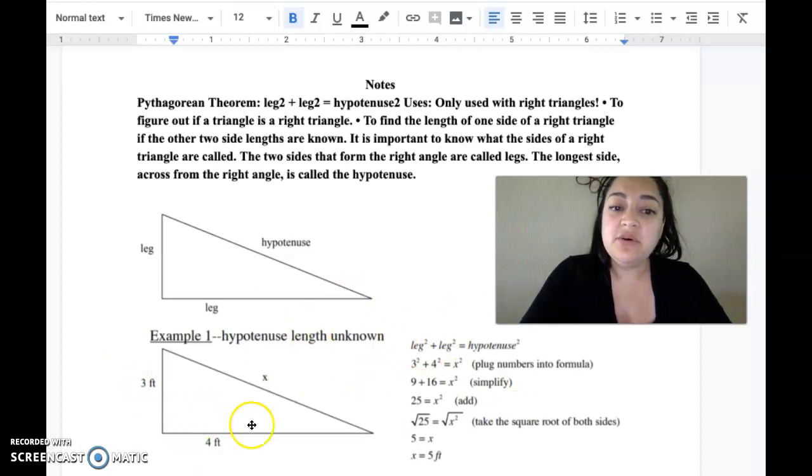And so here's an example. Here's leg 1, leg 2, and you just plug them in. a squared plus b squared will give us c squared. So that's when you have to do the square root of the last one.